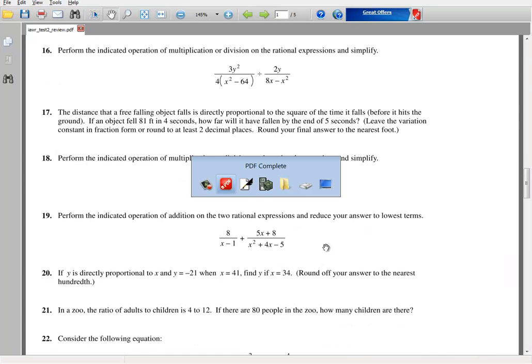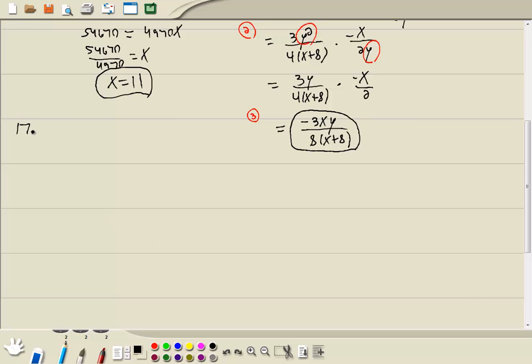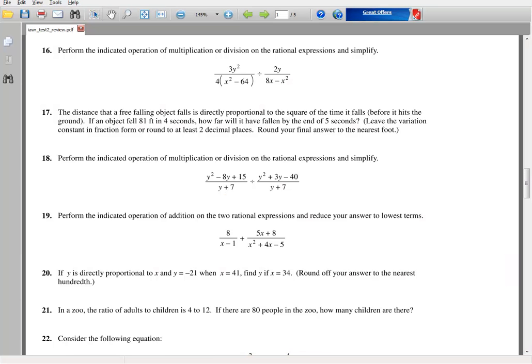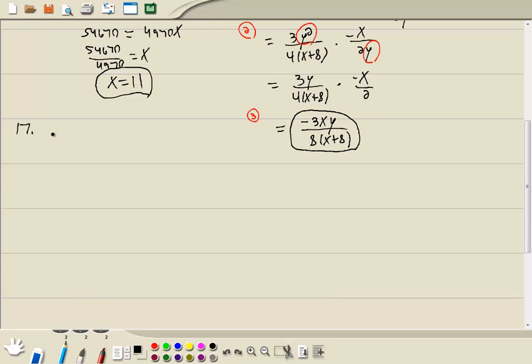Number 17. Notice it says the distance that a free-falling object falls is directly proportional. Proportional is another name for varies. So this is a variation problem. It says direct. So it's a direct variation. So step 1, determine the type. It tells us it's direct. And that's typically of the form y is equal to kx.